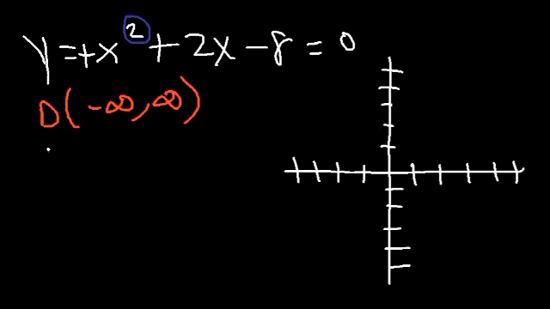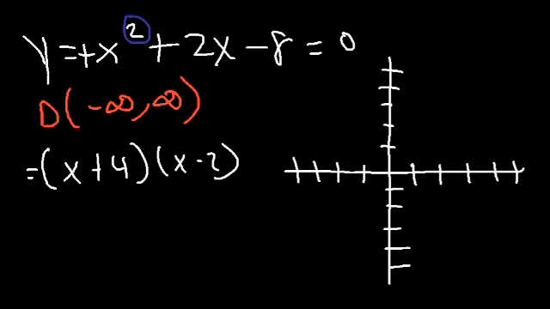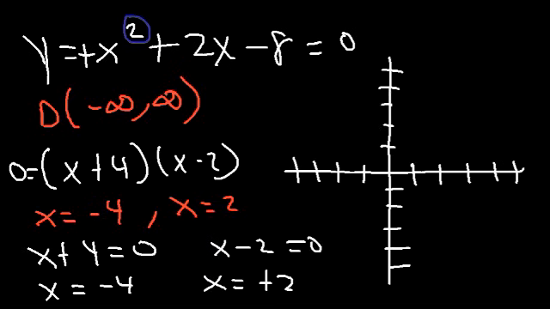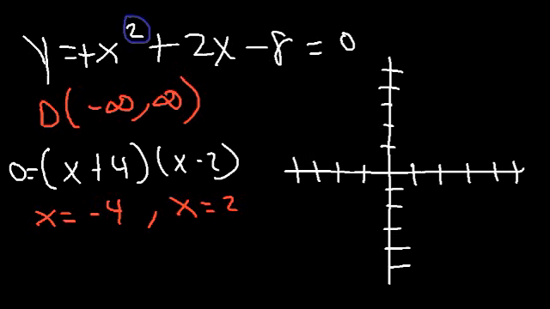So to factor, it's going to be x plus 4 times x minus 2. So the x-intercepts are negative 4 and 2. You need to set each factor equal to 0. So if you set x plus 4 equal to 0, and if you subtract 4 from both sides, x is negative 4. And if you set x minus 2 equal to 0, and if you add 2 to both sides to solve for x, x is plus 2. So those are the x-intercepts for this particular function. So if we plot the x-intercepts, we have one at 2 and another at negative 4.